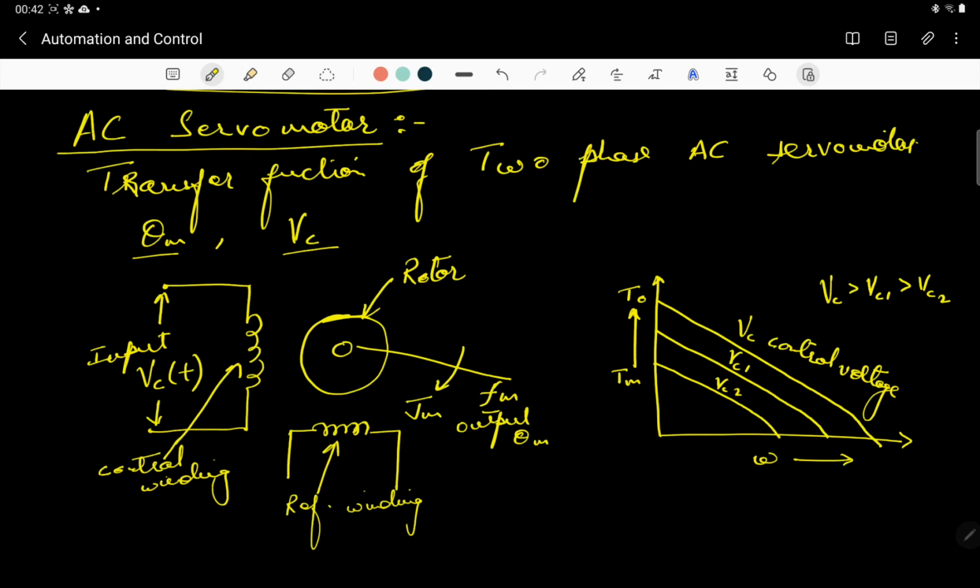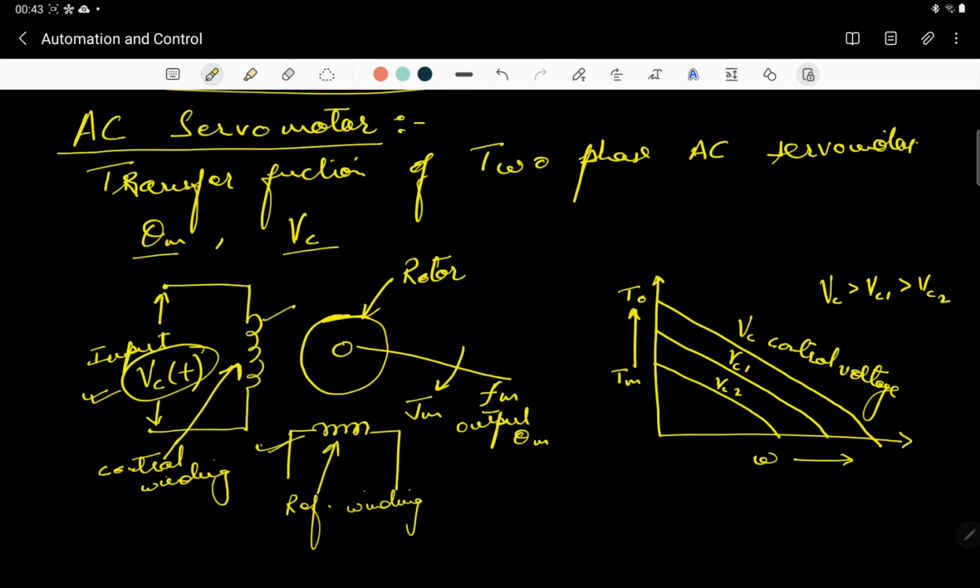Now the two-phase AC servo motor is simply a two-phase induction motor, in which you can see that this is one winding and this is the second winding, which is the reference winding. The control voltage VC(t) is applied to the control winding. This is simply referred to as the control winding. And a fixed voltage having a phase difference of 90 degrees with respect to the control winding voltage is applied to the reference winding.